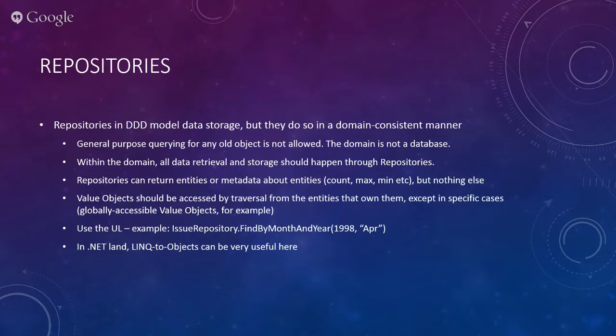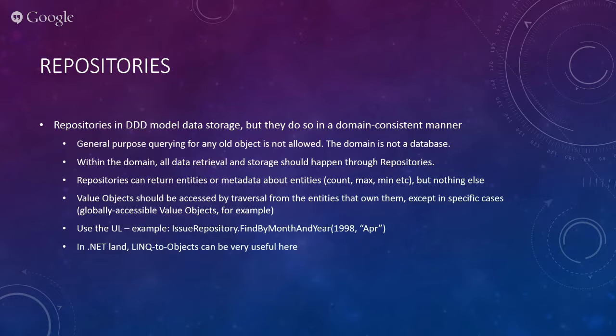So repositories can return entities, or they can return metadata about entities. So it's okay to get counts of stuff and max and min values and things like that. The jury's out on whether it's okay to do things like projections and summaries and stuff like that. I don't know whether I'd be that bothered about it. The question is whether you could use a repository to get back an object in a form that could be used to break the rules of the domain. That would be bad. So my own personal philosophy is to try and keep the repositories as hidden from the outside as you can.